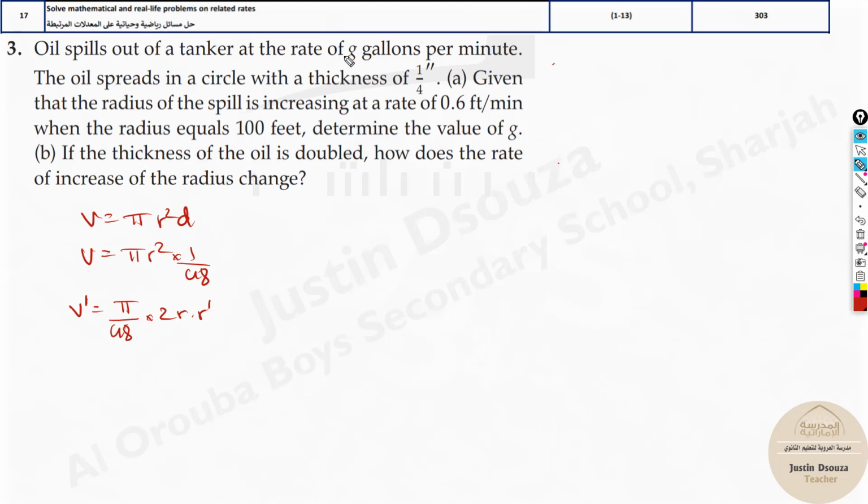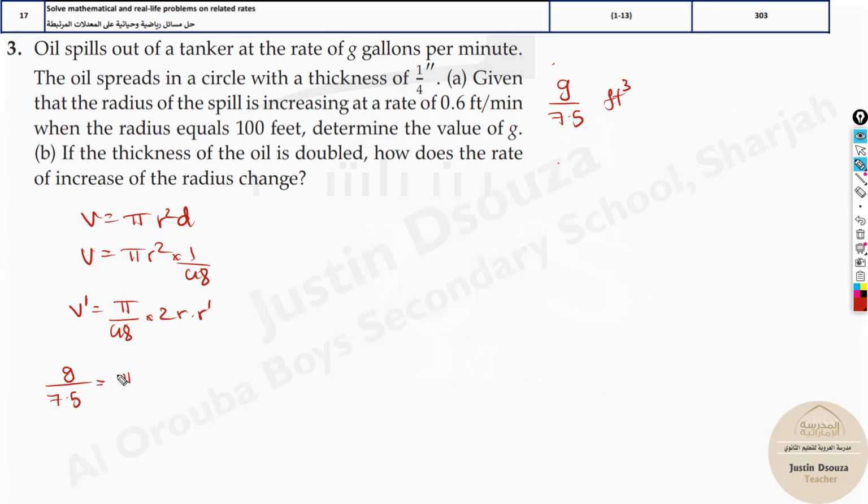Now, what is G? G is the volume, right? Now, over here, let's write G divided by 7.5. Why? Because the radius over here is in terms of feet. Now, what did we do with the thickness? We converted into feet. So this one, G is in terms of gallons, just divide by 7.5, it'll be in terms of feet cube. Okay? So V dash is G divided by 7.5.